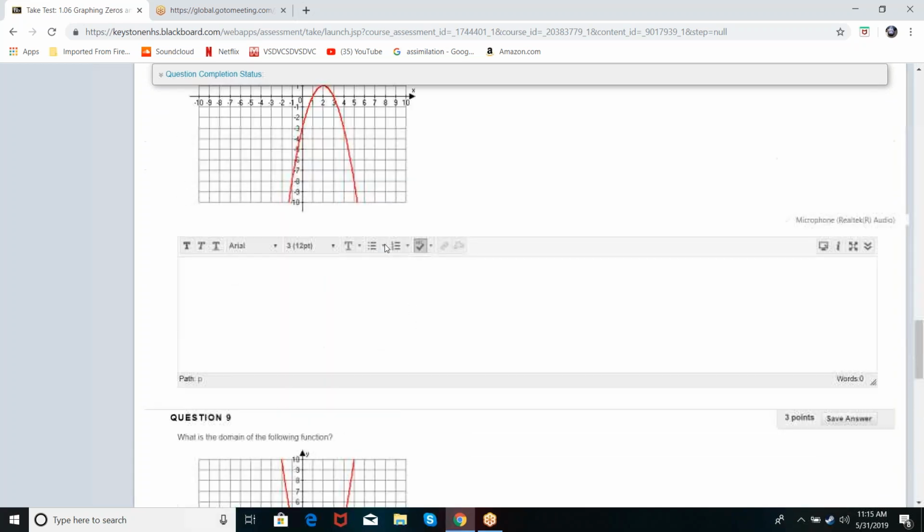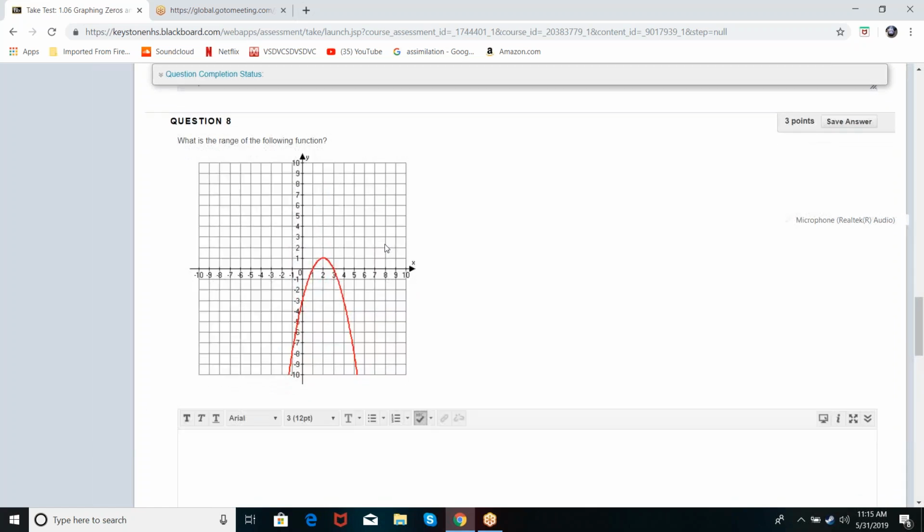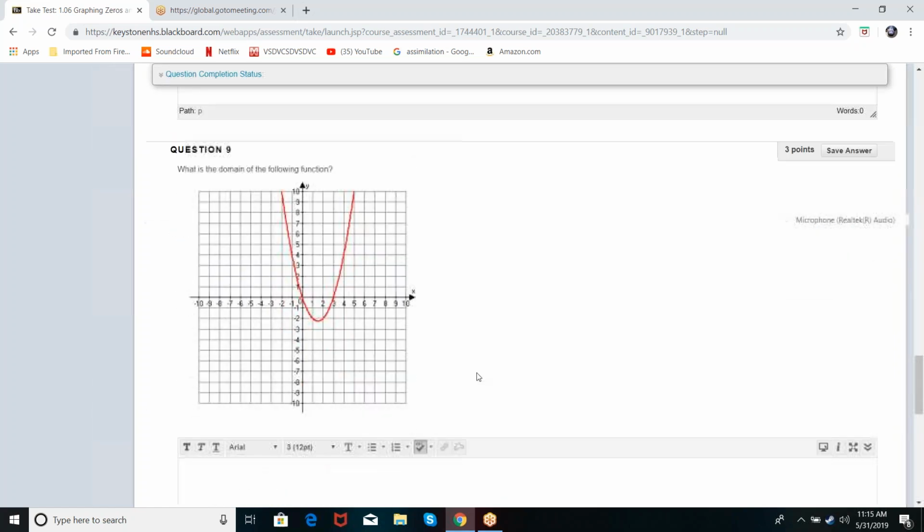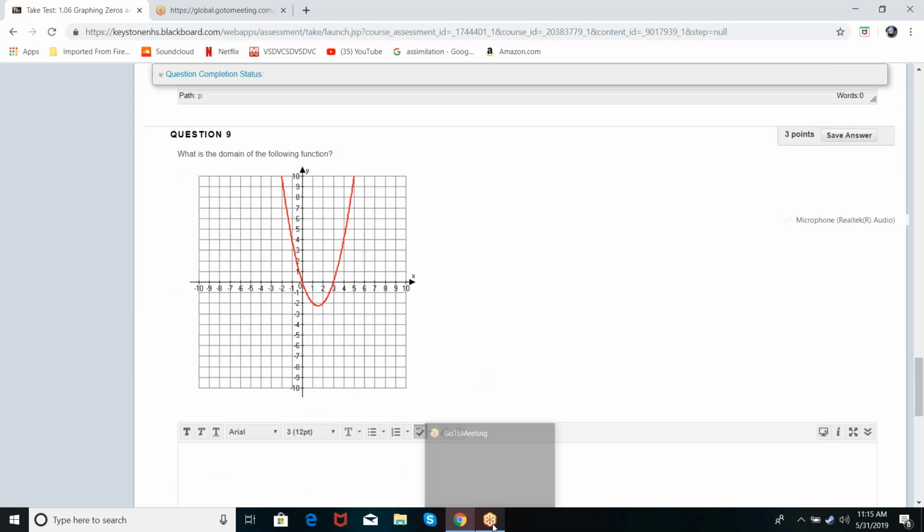Okay? All right. Range and domain are the next ones. Let's start with domain. The reason you start with domain is because it's the easier one. It's always easier to figure out domain. What is the domain of all parabolas that go either up or down?